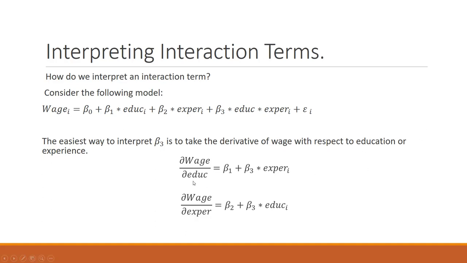So let's take the derivative. If we take the derivative of wage with respect to education, what we get now is beta 1 plus beta 3 times experience. If we take the derivative of wage with respect to experience, we get beta 2 plus beta 3 times education. I hope from calculus you can see that as we take the derivative here. Like I said, go and review some derivatives with my other video. You can find it on my YouTube channel, that can help make this more clear. So we can take the derivative with respect to education or with respect to experience to get an idea of what beta 3 means.